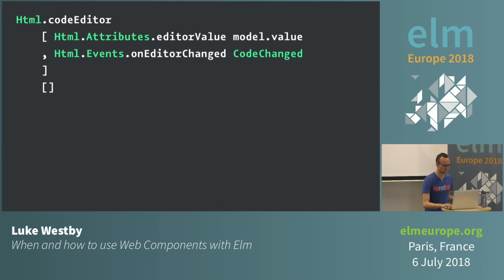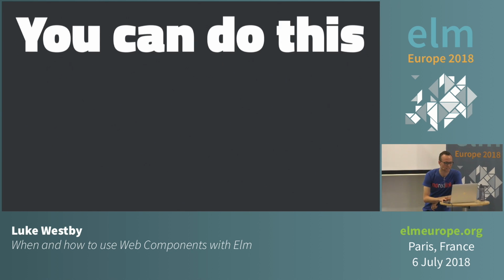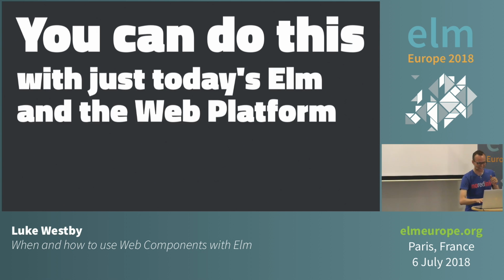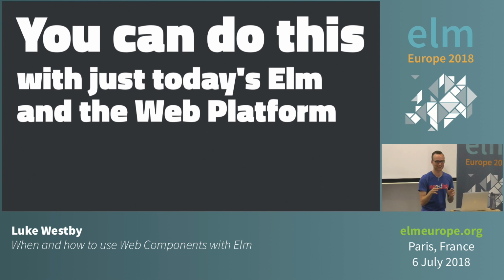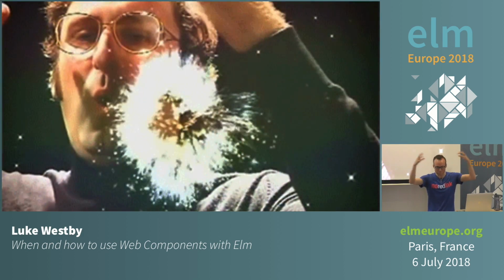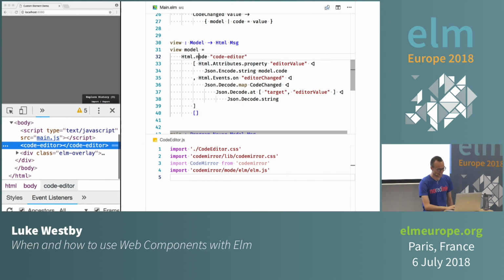So wouldn't it be cool if we also had these? Like, we could just say, give me a code editor element and then put these attributes on it. Let me listen for editor changes. Obviously, these functions don't exist in the HTML package, but folks, it turns out you can do this. What? You could do it with just today's Elm and the web platform as it currently exists right now. So let's do it.